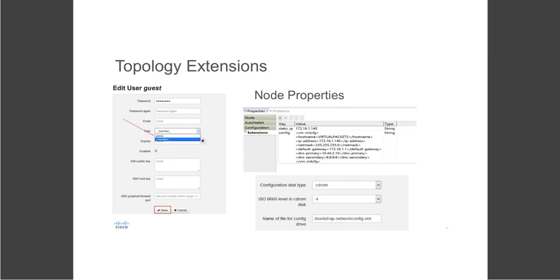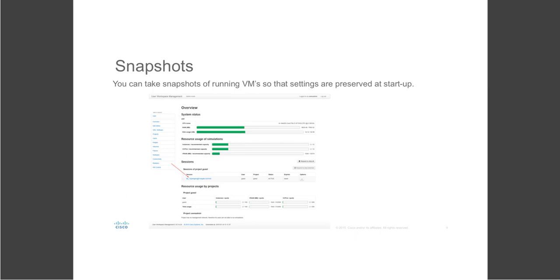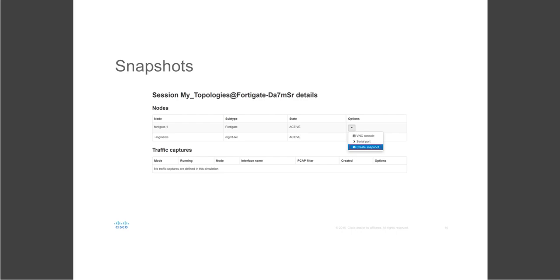Another tip that we can do is snapshots. Again, within the user workspace manager, you've got the running session. So you click on the running session, and it will take you into some session options. There you go. And under here, I'm not too sure if you can see that on the screen there, but you can take a snapshot of the actual running node.